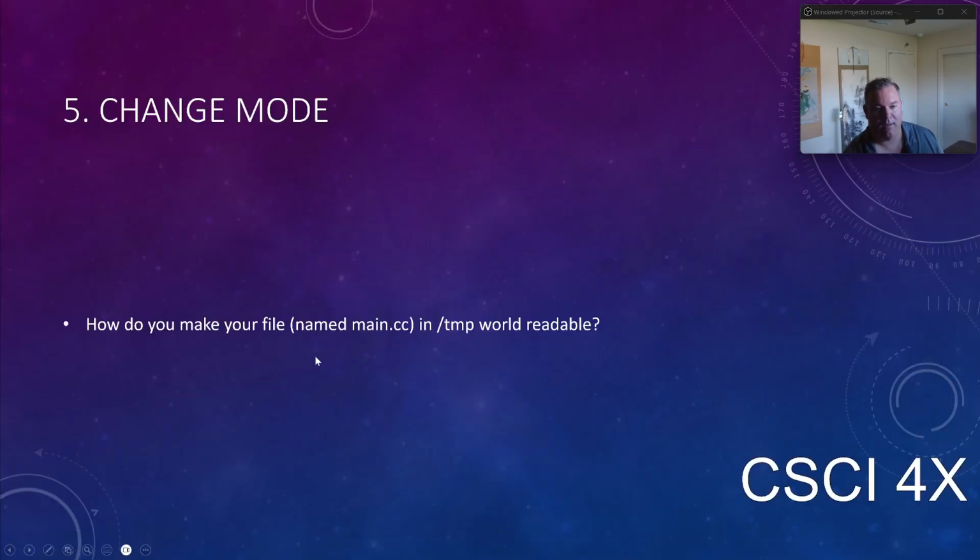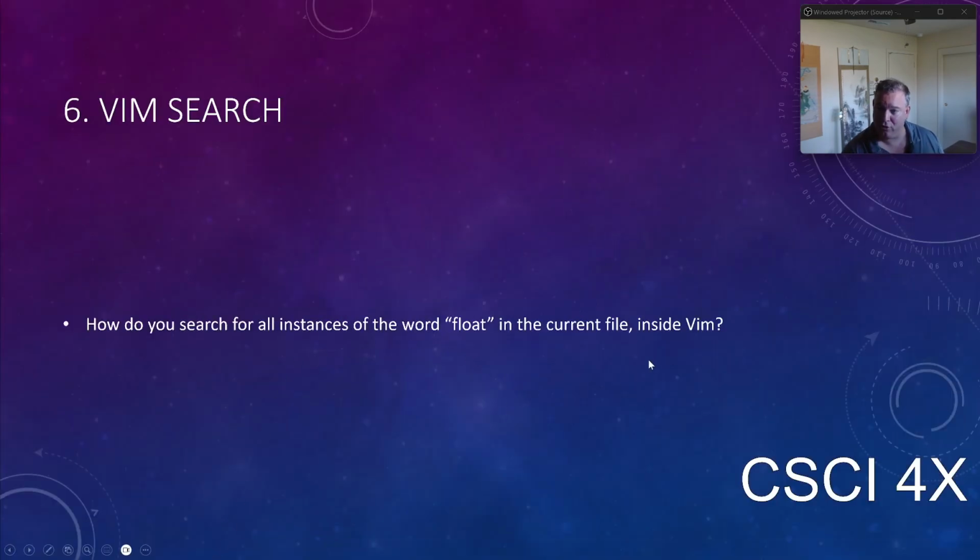All right. Next up is Vim. How do you search for a word in Vim? Yeah, you type something, hit return, and it's going to jump to the next instance of the word float, and it'll highlight all of the times the word float appears in the file. How do you do that in Vim?